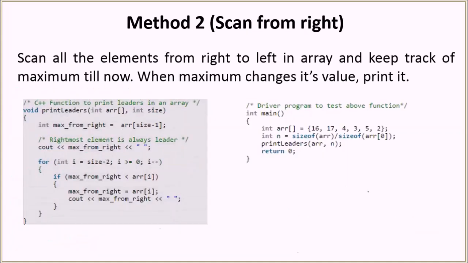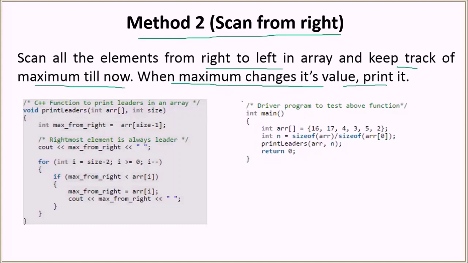Then we also have a better solution here, which is scanning from the right side. We scan all the elements from right to left and we keep track of the maximum till now. Whenever the maximum value changes, that will be the leader and we will be printing its value.